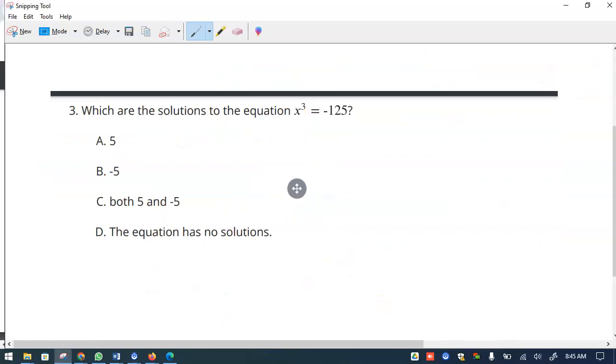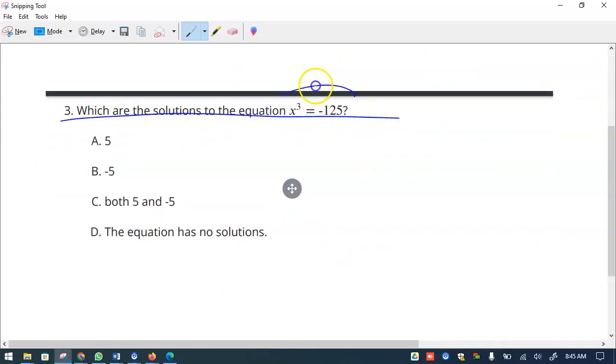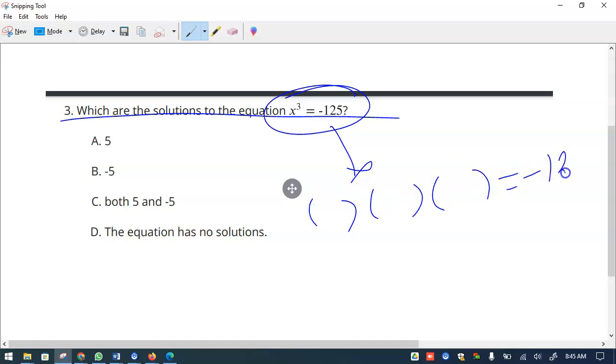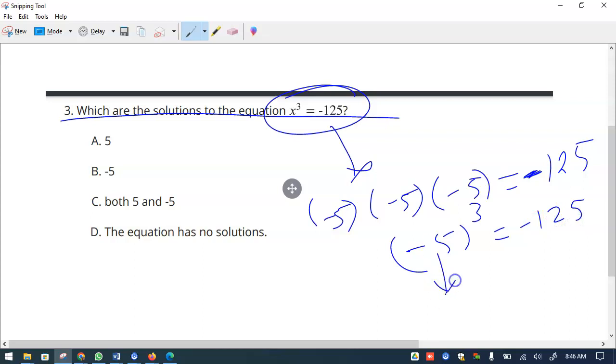So here, which are the solutions for this one? Again, same idea. Now you directly apply the formula. It means what multiplied by itself to get minus 125. One thing we know, it is 5, right? 5 times 5 times 5 is 125. But there is a minus, so you can put minus, minus, minus. So that means minus 5 raised to 3 is the answer.